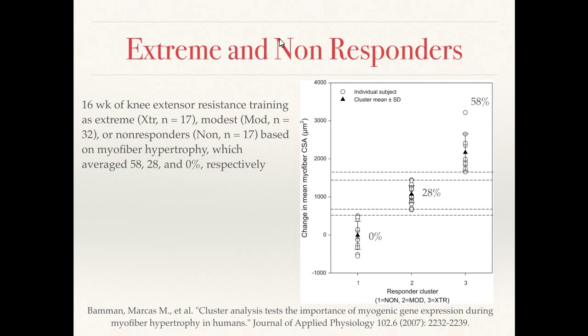And then you see the guy who goes to the gym, they don't make any gains. So that's very interesting. But why do you have these extreme responders? 60% increase in muscle fiber size. How the hell is that happening?